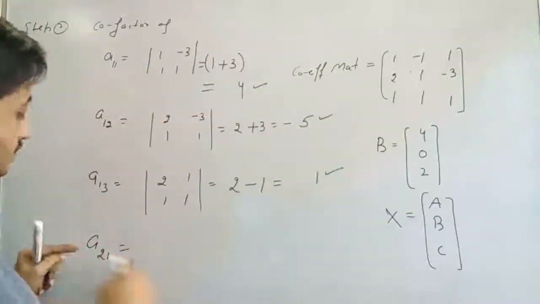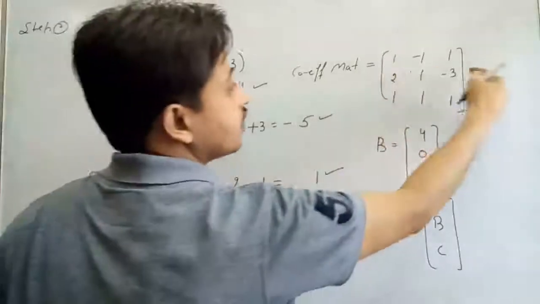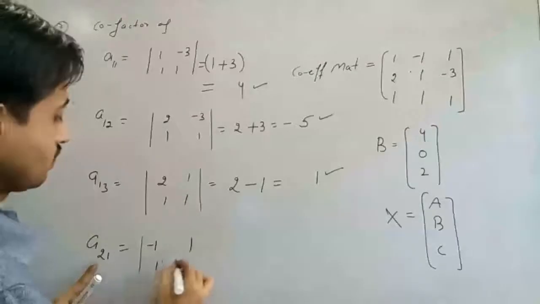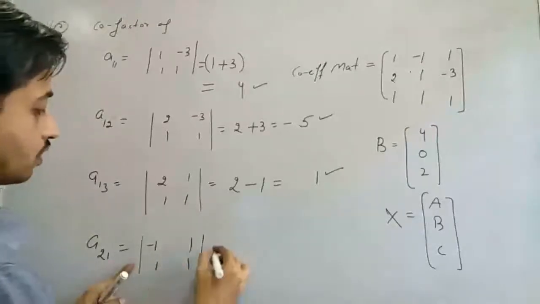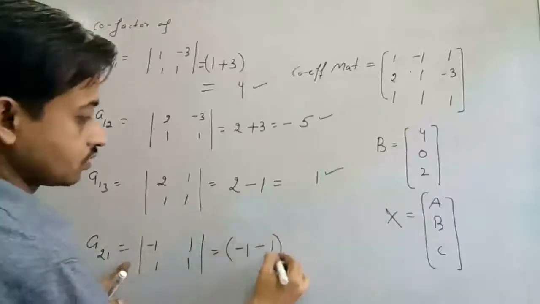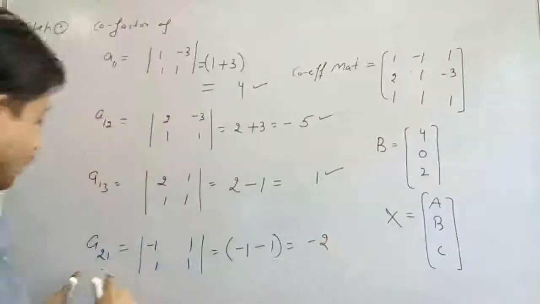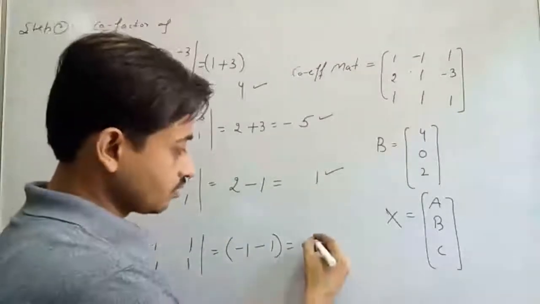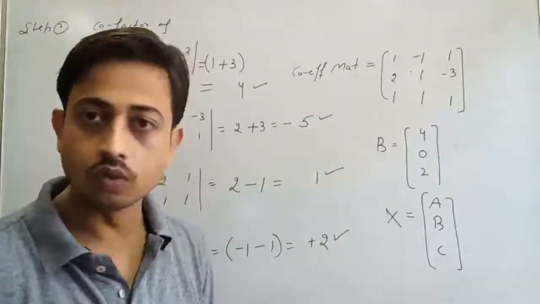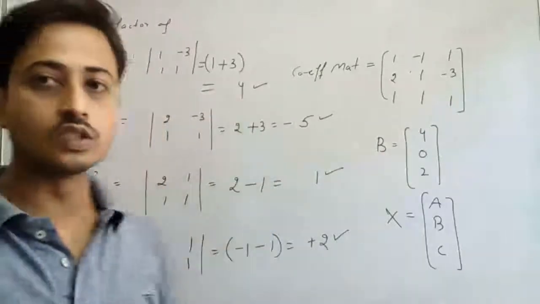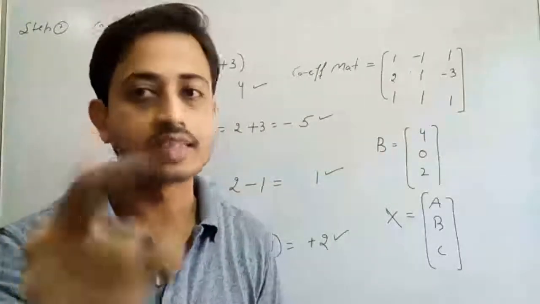A21. Second row, first column. What do I get? Minus 1 1 1 1. Solve this: minus 1 into 1 minus 1 minus 1 into 1 1, so we get minus 2. Now look at 2 plus 1 is 3, odd, so we have to change the sign, so it becomes positive 2. In the same manner you have to find all the cofactors, so do it yourself.